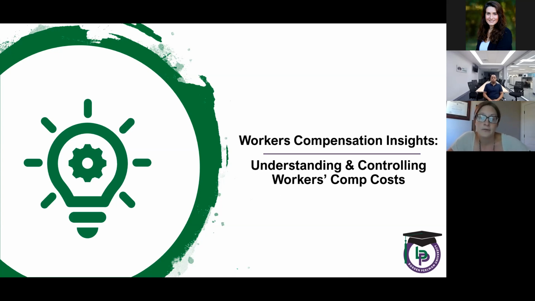So what we have found is that a lot of times the mod is oversimplified. The assumption is that it's very highly regulated by the state rating bureau, so there's really not much wiggle room and not much that you can do to control it. The reality is that out of all of the rating factors that I just spoke about, it is the one that you do have the most control over.